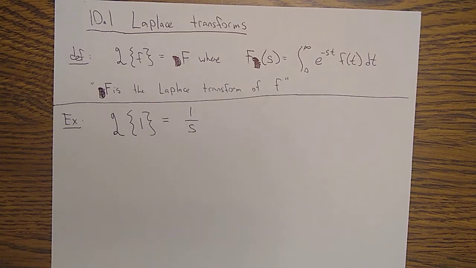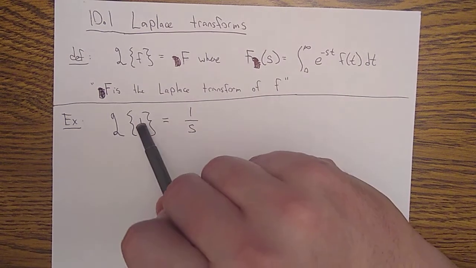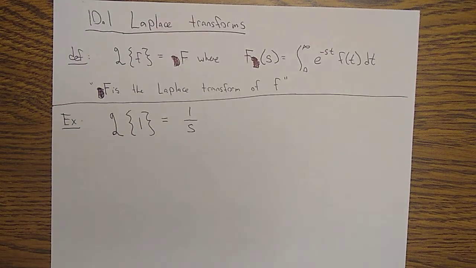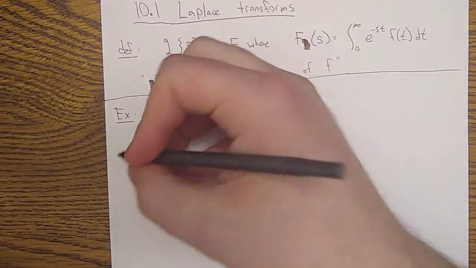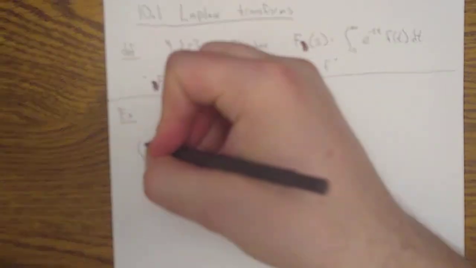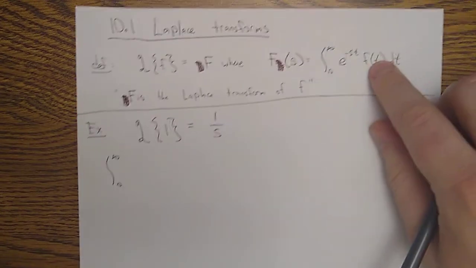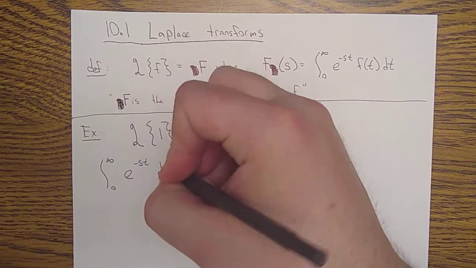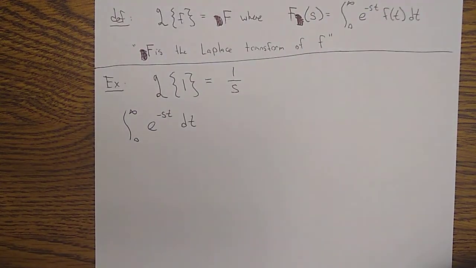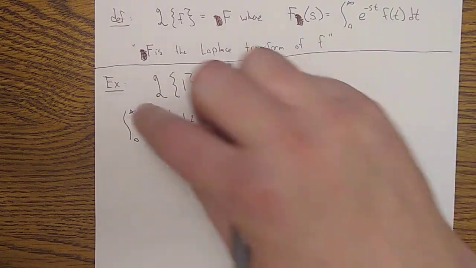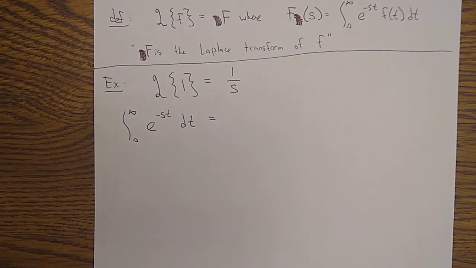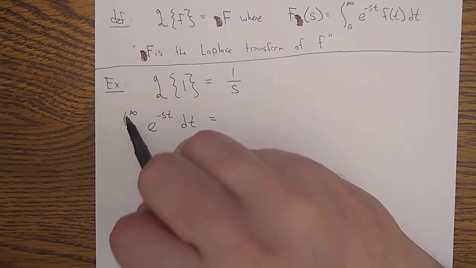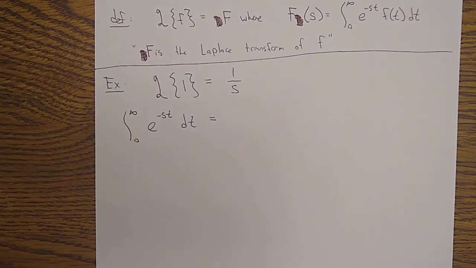I'm going to check the easiest one first. If little f is just the constant function 1, then its Laplace transform is 1 over s. So this will be easy enough to check. I'm just plugging in 1 here. So I get this. This is, of course, oh geez, what are these called? Improper integral, because we have infinity in the limit.